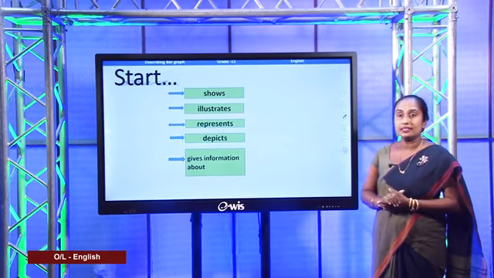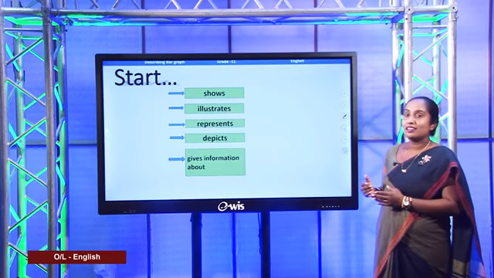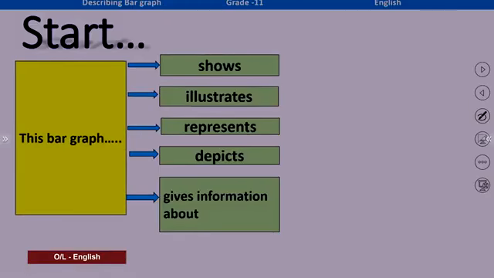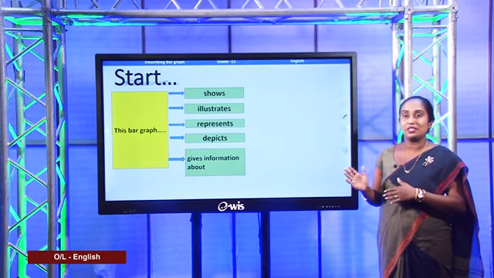Let's look at the screen. Okay children, now I am going to help you to write your description. You can start with these language expressions. This bar graph shows. This bar graph illustrates. This bar graph represents. This bar graph depicts. This bar graph gives information about. Like that you can start your answer or description, right? Let's see some examples to have further practice.